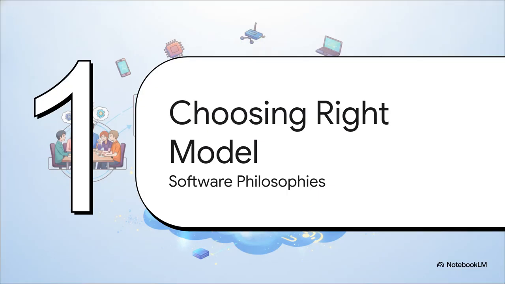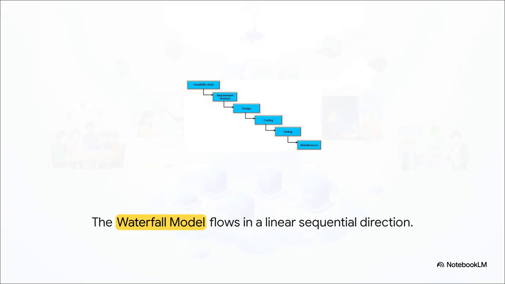Section 5, Choosing the right model, exploring different philosophies of software construction. Let's start by examining the most traditional philosophy of them all, the waterfall model. Just like water, it flows in a strict, linear, sequential direction, starting from a feasibility study, cascading down to design, coding, testing, and finally landing on maintenance. The absolute, unbreakable rule of waterfall is that phases do not ever overlap. A new phase only begins when the previous one is entirely, 100% complete. The output of one single step becomes the direct input of the next.